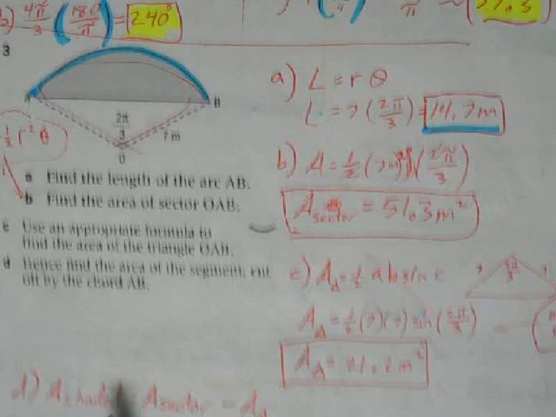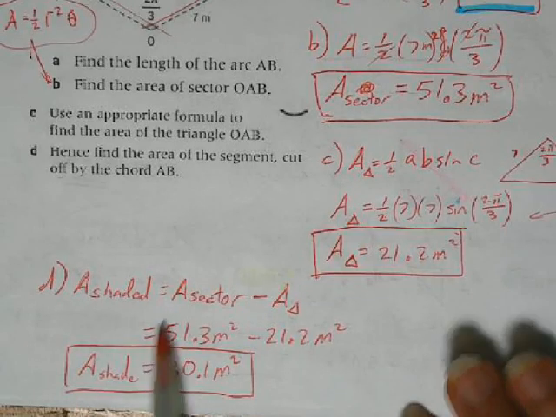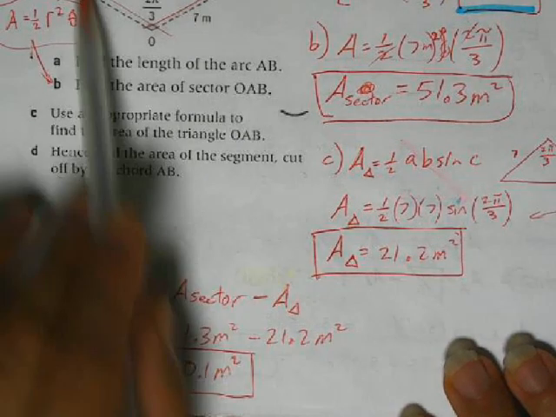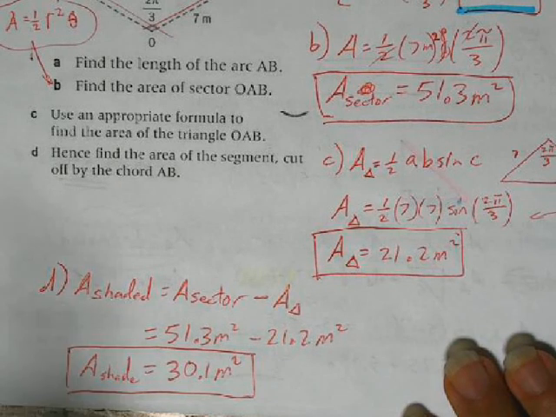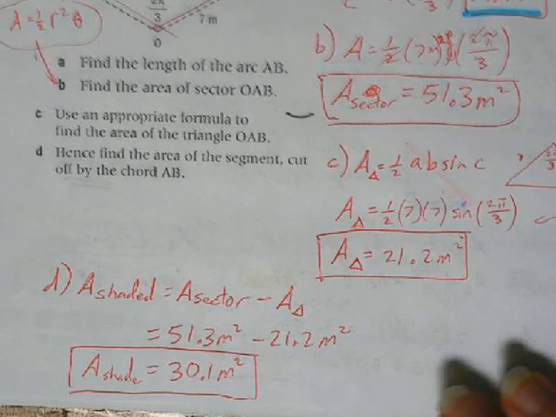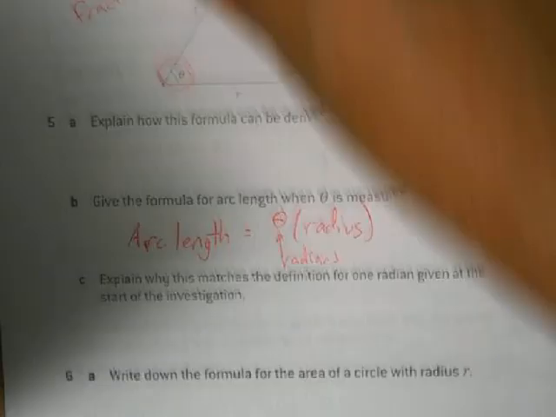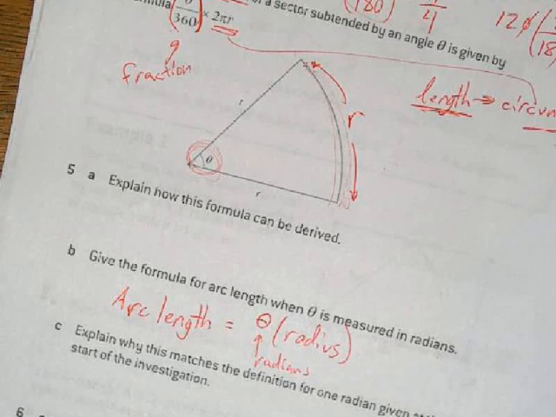To find the area shaded, you're going to do the area of the whole sector minus the area of the triangle. Might want to hit pause if you need to think about that some more. Okay, next.